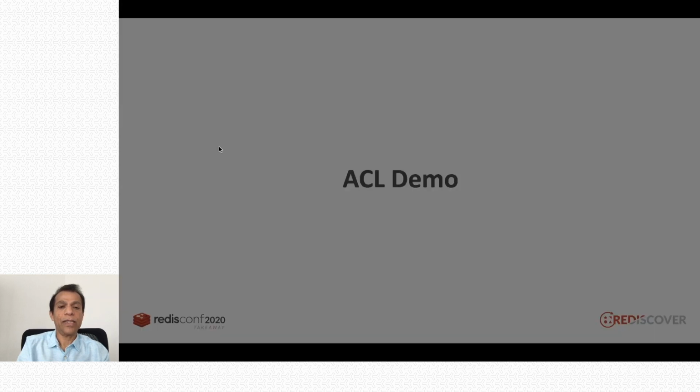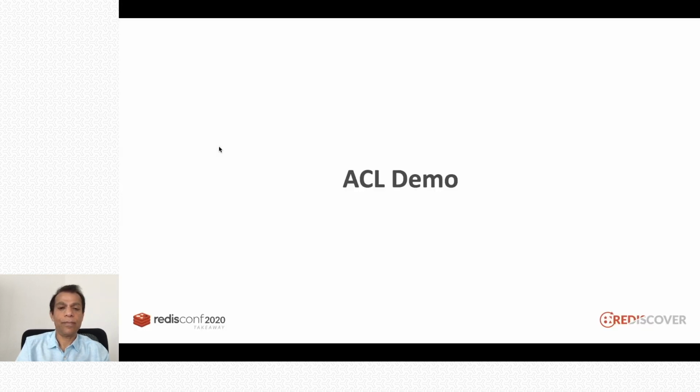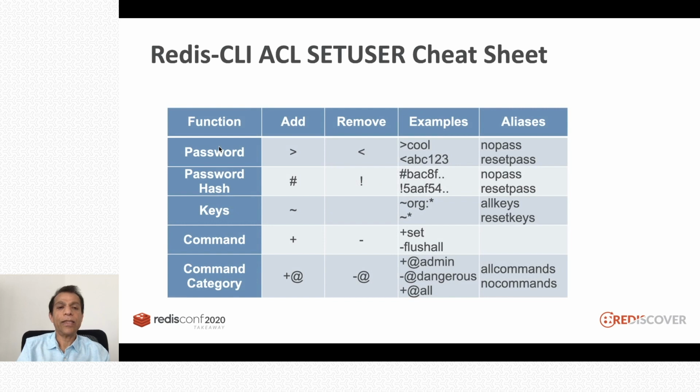Back to presentation. And here's a quick ACL set user cheat sheet that I've created for you that you can take home. As you can see, there are various functions that you can add and remove using different control characters. For example, password, password hash, keys, command categories. I've given some examples as well as some aliases that help you.